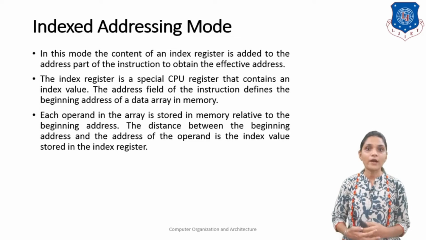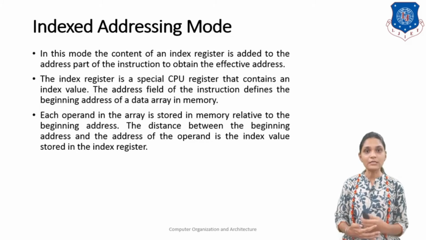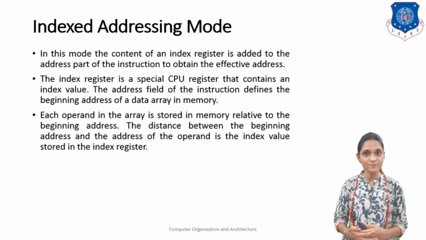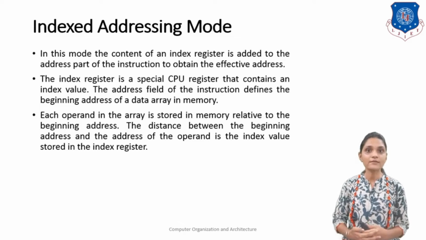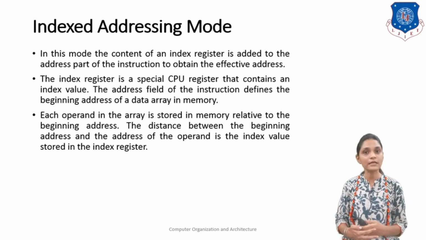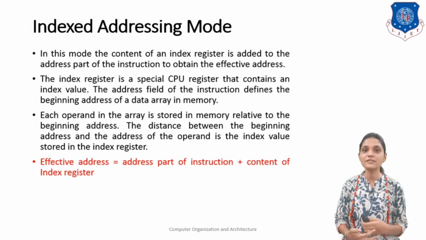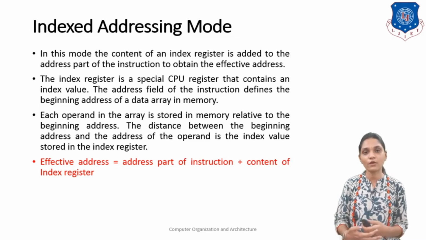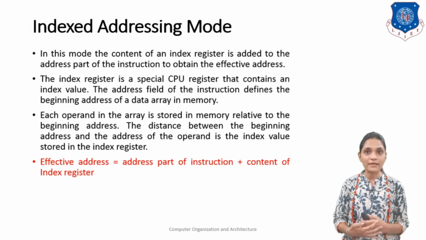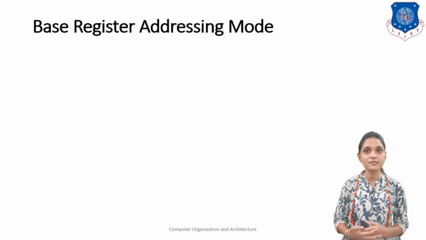Each operand in the array is stored in the memory relative to the beginning address. The distance between the beginning address and the address of the operand is the index value that you have stored in the index register. The effective address here will be the address part of the instruction plus the content of the index register. Here we also need to do some addition to find out the effective address, then you can access the content from that location. Okay, so in this way we can use this indexed addressing mode.